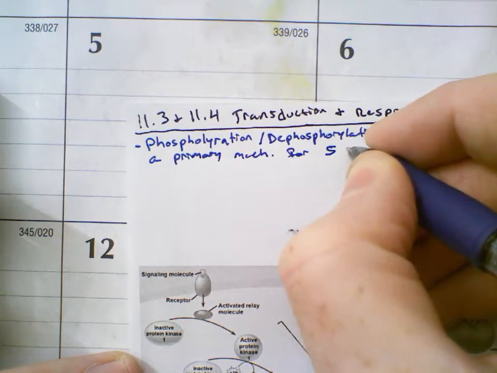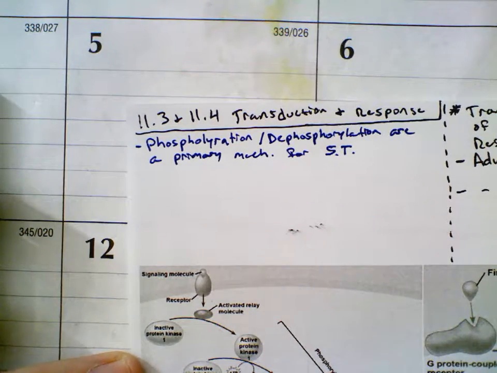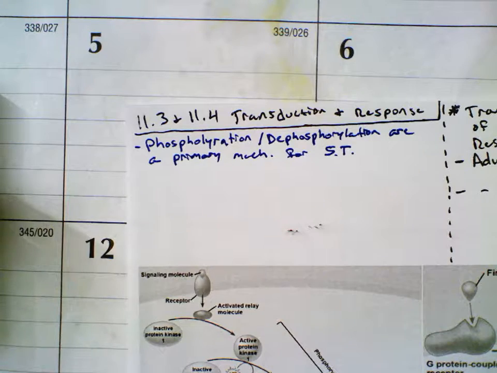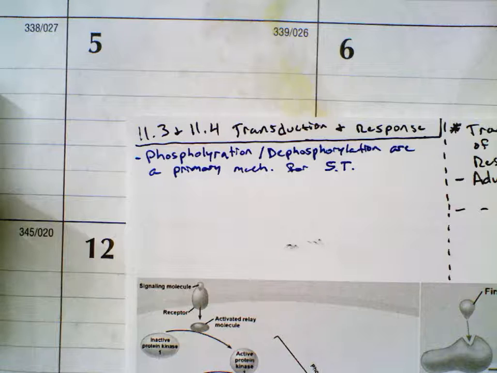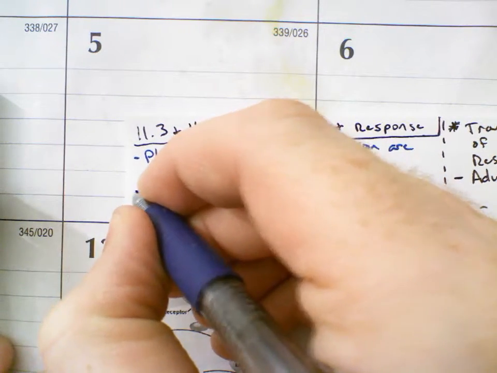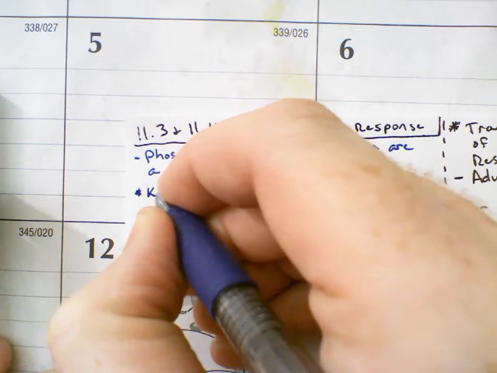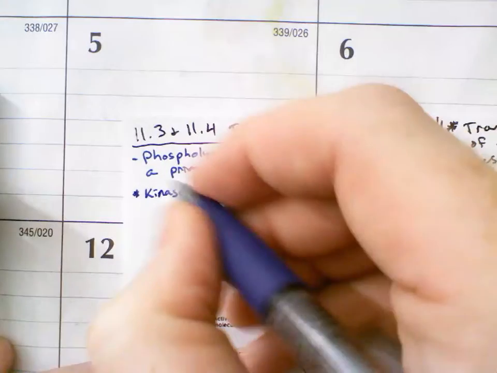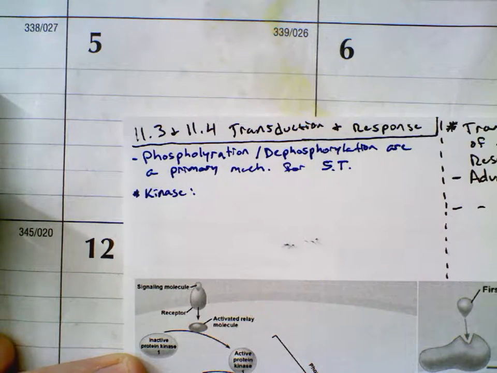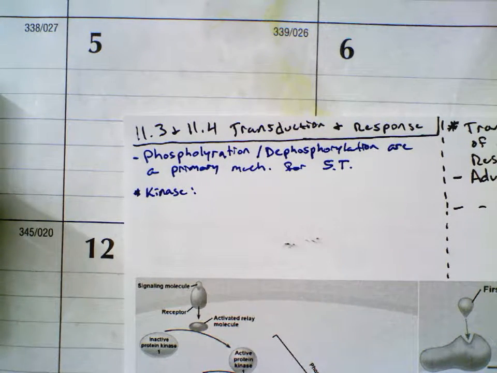I'm just going to state ST for signal transduction. And there are two major proteins that are involved in doing this. Remember that phosphorylation is just the addition of a phosphate group to something. Dephosphorylation would be the removal of a phosphate group from something. So we have two major enzymes that are involved here. We have the kinase, and this is going to be an enzyme that transfers a phosphate group from ATP to a protein.